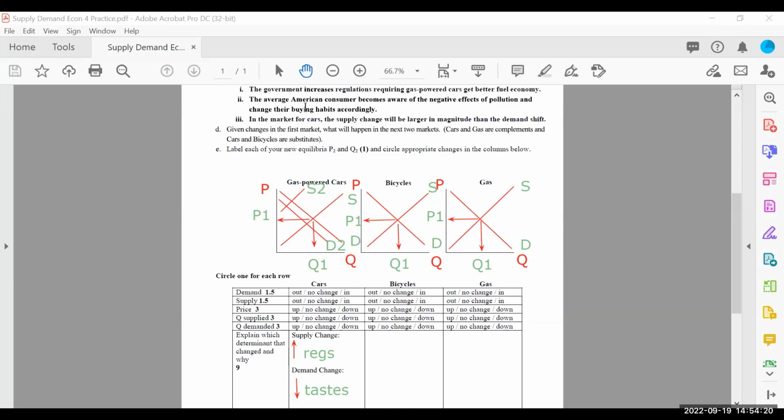Now show your new equilibrium on the new curves. Actually, I'm going to go back and do those curves in a different color so it's a little more obvious here. So our supply shifted far in.